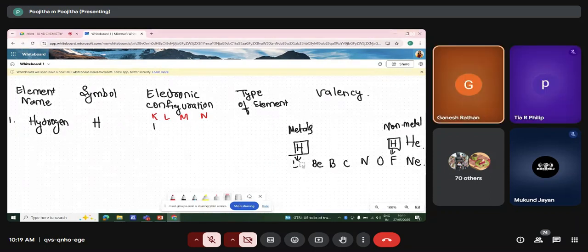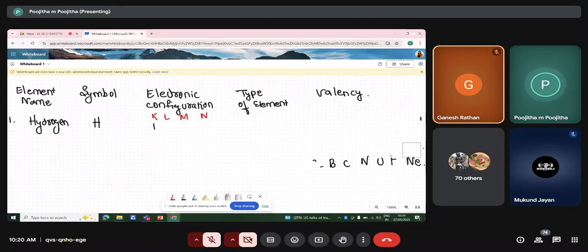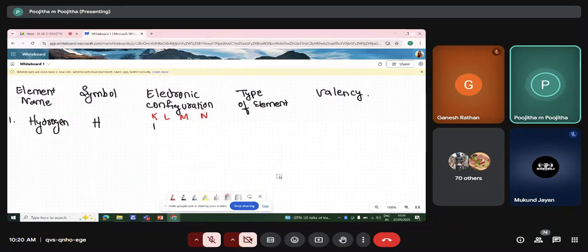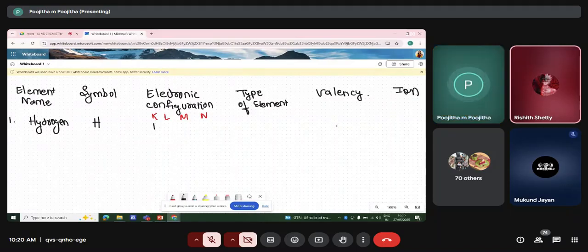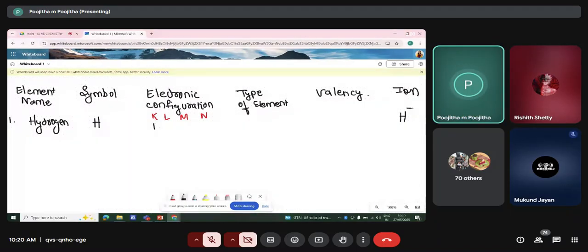Anion. How do I represent that anion? H minus. See, if a hydrogen atom gains one electron, like non-metals fluorine, chlorine, bromine, iodine, which all have a tendency to gain one electron, right? So this ion is called what? Hydride ion. Please write whatever I'm writing, you also note down.